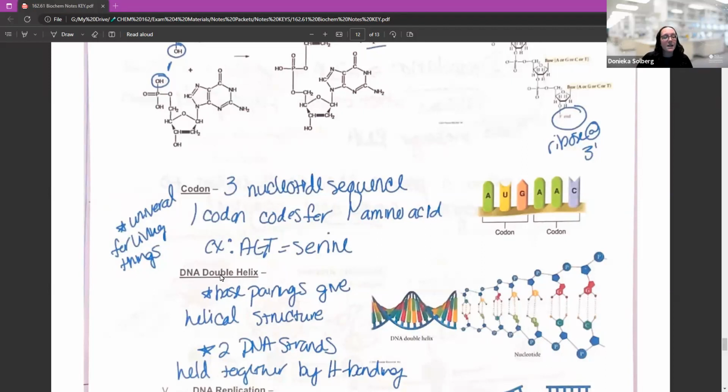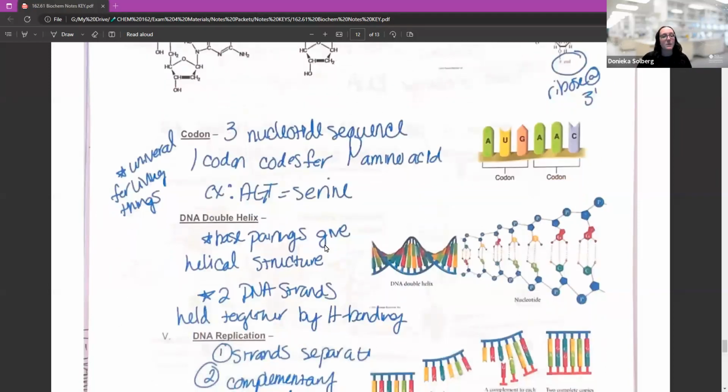So I talked about the DNA double helix before, and I'm going to talk about these base pairings a little bit more. That's how we get the helical structure. These are our hydrogen bonds between a G and a C, or an A and a T, and that's what gives you your double helix.